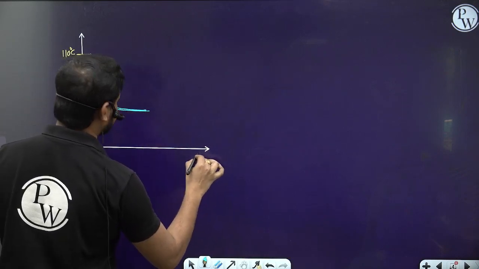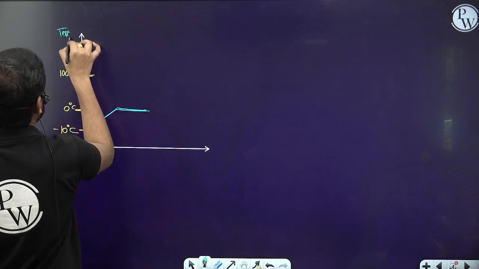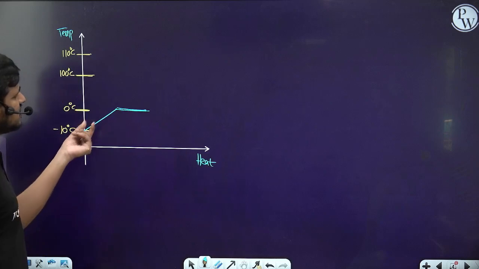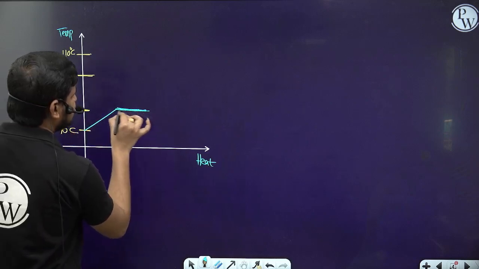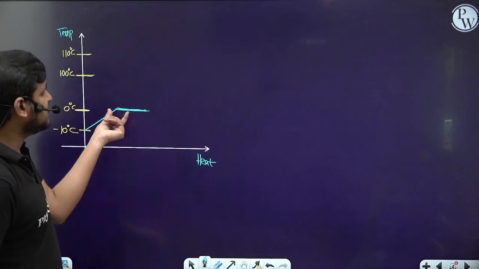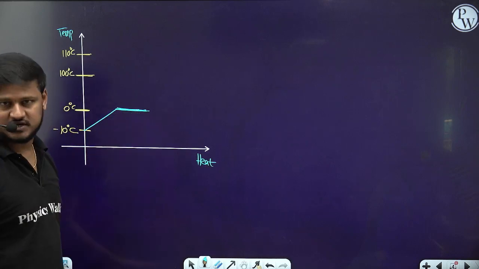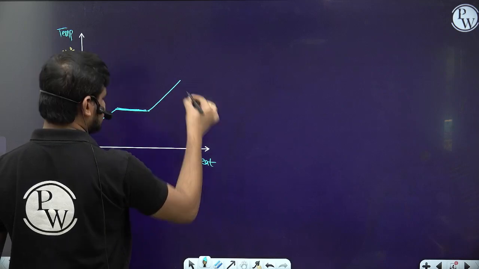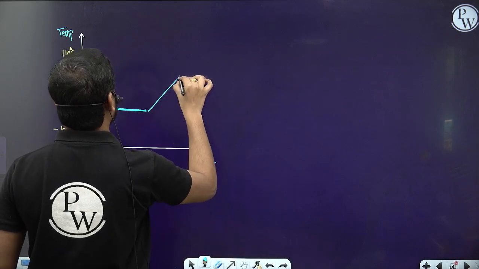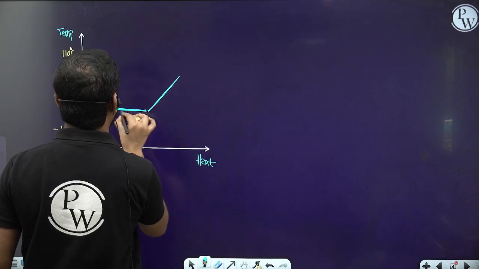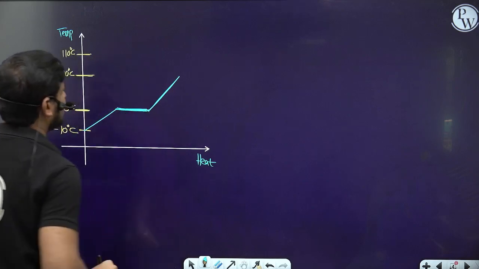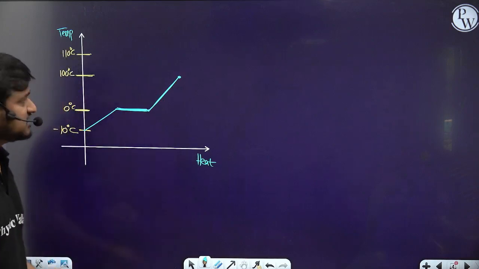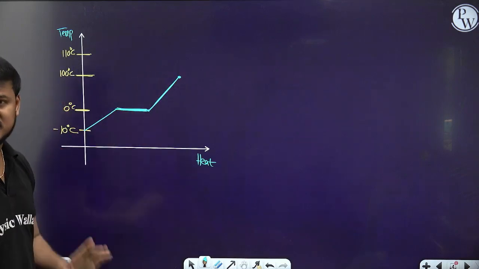This is a temperature versus heat curve. So here, the state change occurs. You are still supplying the heat, but that heat is used in the change in state. Yes. So then from 0 degrees centigrade to 100 degrees centigrade, there is a temperature change.